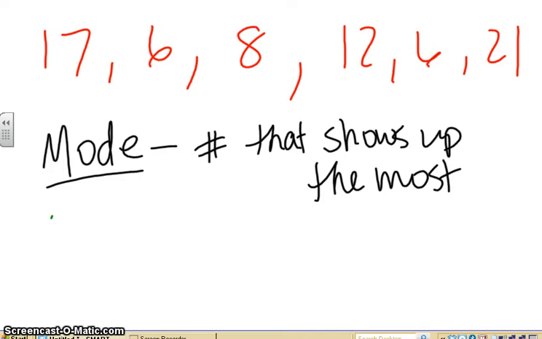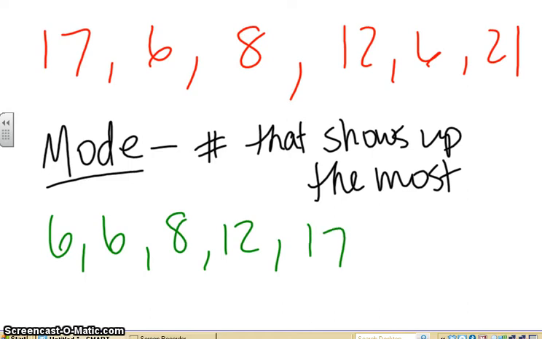Well, when we put our list in order, again, because we always have to put the list in order, how many times does a 6 show up?